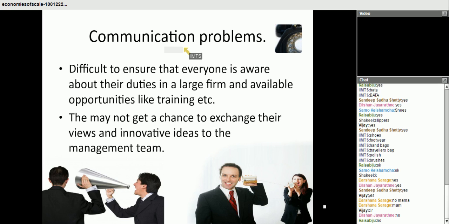The next is communication problems. Very general. It is very difficult to ensure that everyone is aware of their duties, and everyone may not get a chance to exchange their views and innovative ideas. So that will be a problem for the firm itself. Okay.